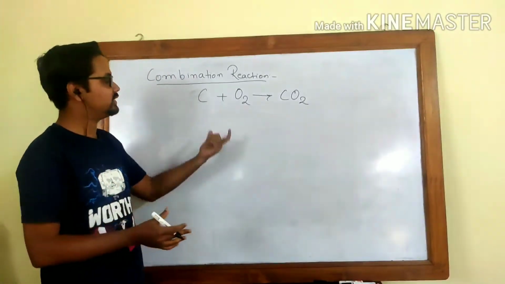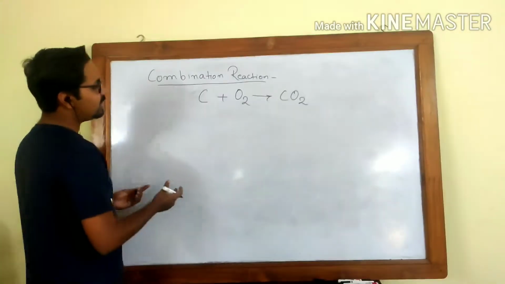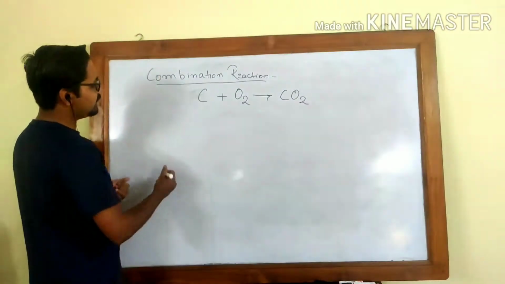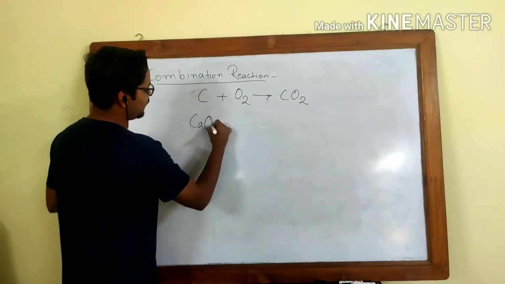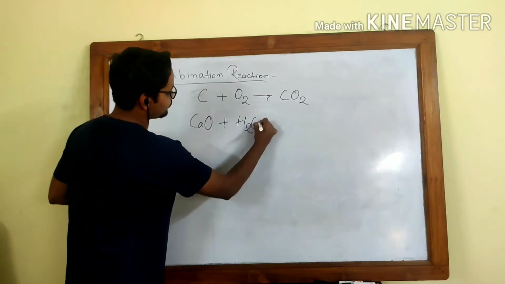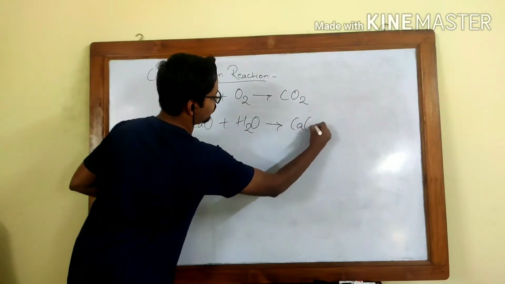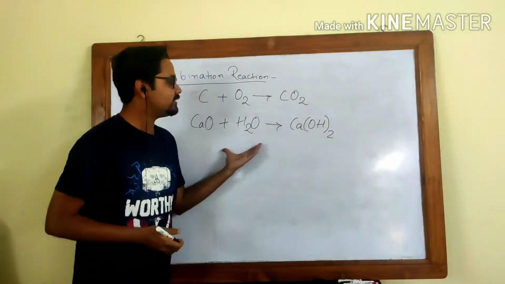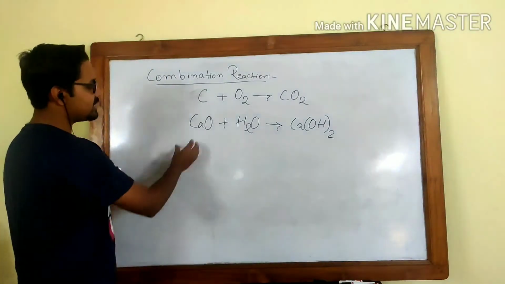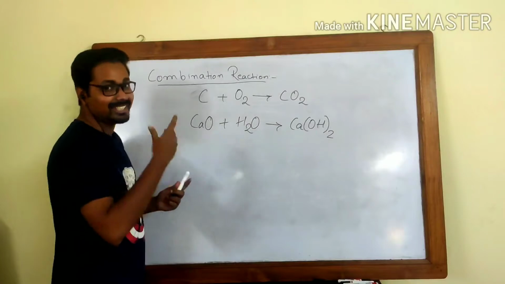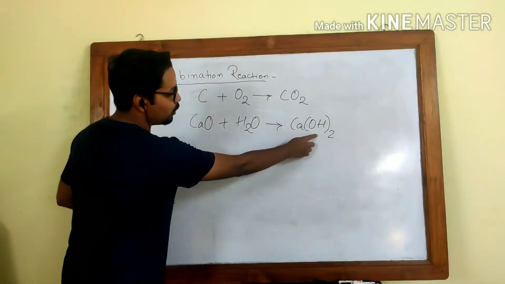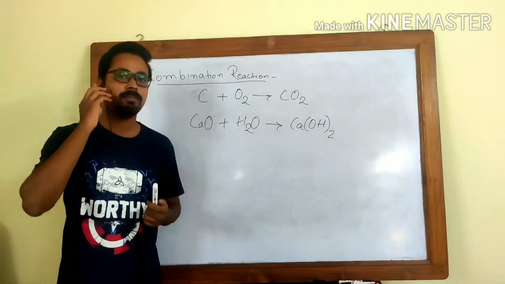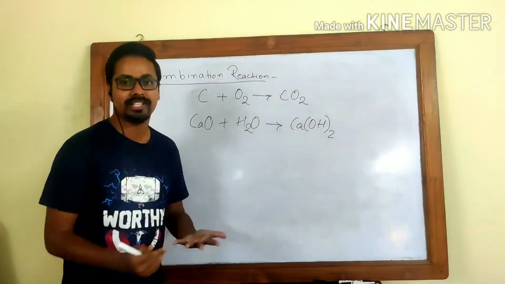From the name itself, you can understand what sort of a reaction this is. Okay, so this is one of the simplest examples. There are multiple other examples. Another example that we have is calcium oxide reacts with water to give calcium hydroxide, Ca(OH)2. This is another example of combination reaction. We have calcium oxide as one component, water as the second component, which combine together to form one product, which is calcium hydroxide.